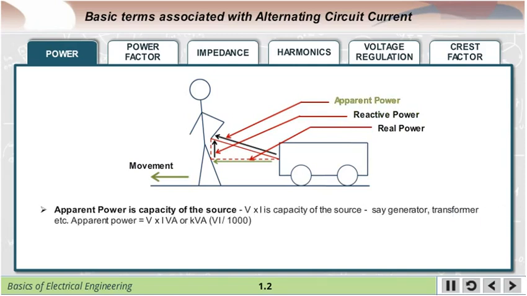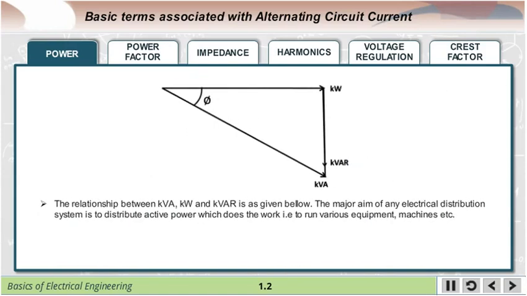Apparent power is the capacity of the source. V into I is the capacity of the source, say generator, transformer, etc. Apparent power is equal to V into I VA or kVA. The relationship between kVA, kW and kVAR is as given below. The major aim of any electrical distribution system is to distribute active power which does the work, that is, to run various equipment, machines, etc.